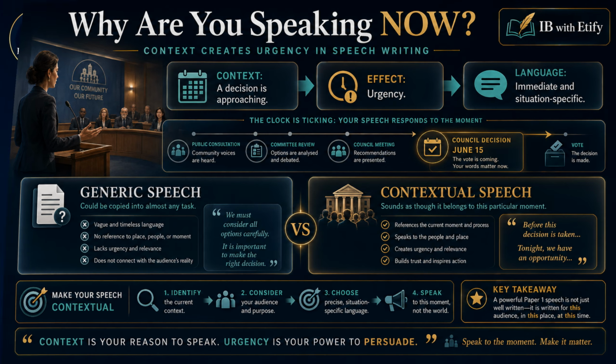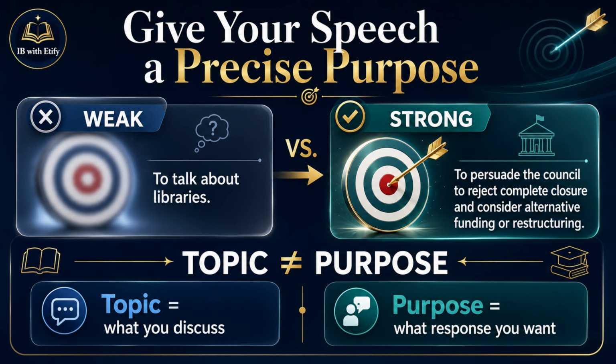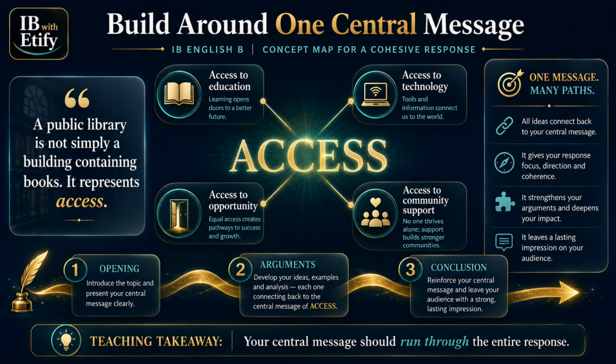Next, define your purpose precisely. To talk about libraries is not a useful purpose. To persuade the council to reject complete closure and consider alternative funding or restructuring gives the speech direction. Then, identify your central message. Perhaps your core idea is this: a public library is not simply a building containing books. It represents access to education, technology, opportunity, and community support. Now you have a thread that can run through the entire response.